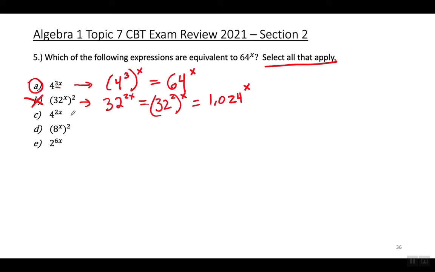All right, so right here I got 4 to the 2x power. I could write that as 4 to the 2 to the x power, which equals 16 to the x power. That also does not work.